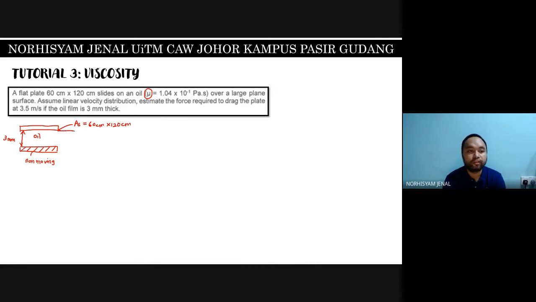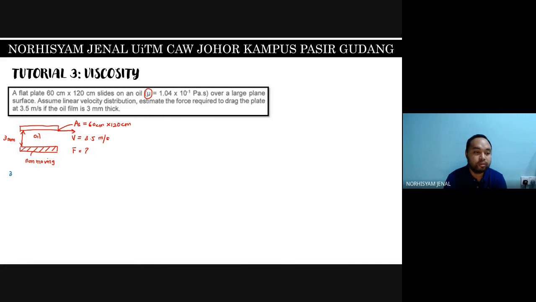The velocity of the top plate is equal to 3.5 meter per second. The question asks us what is the force required to pull the plate at a certain velocity, which is 3.5 meter per second. To continue, the first thing you need to do is make sure everything is in meter, so it's easier for us to calculate.